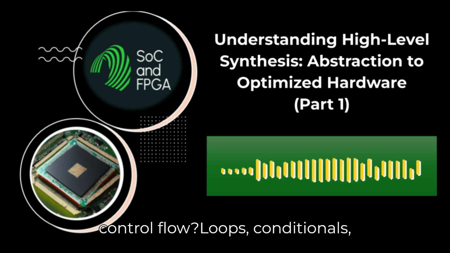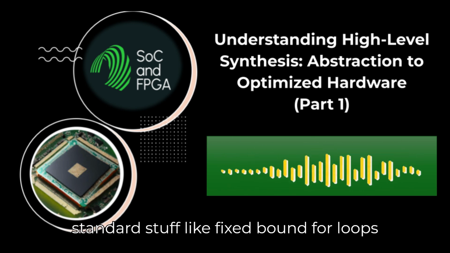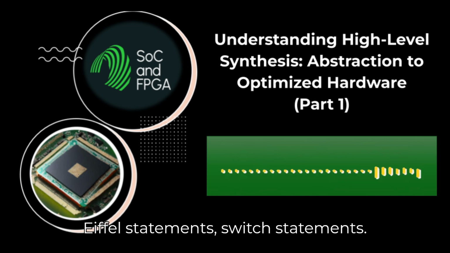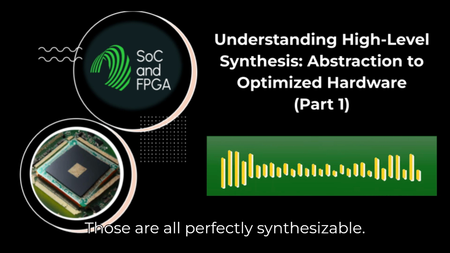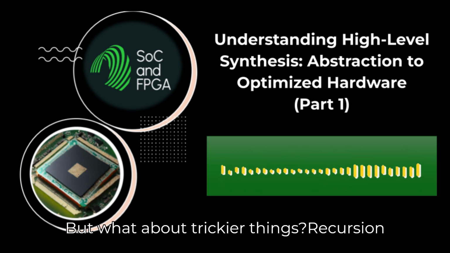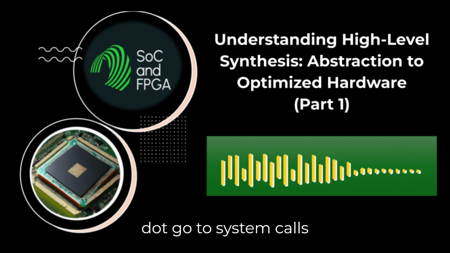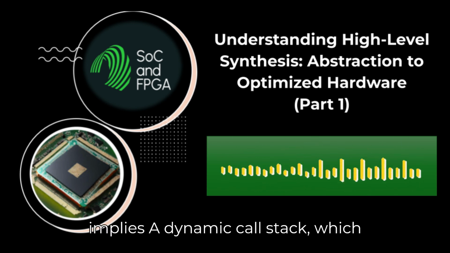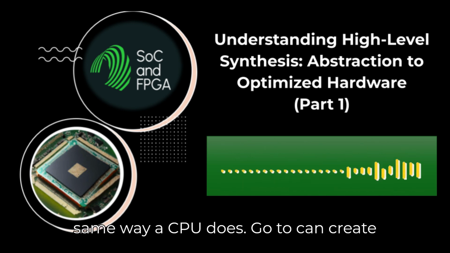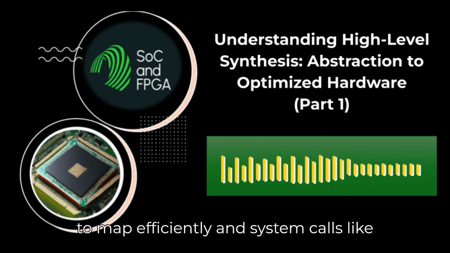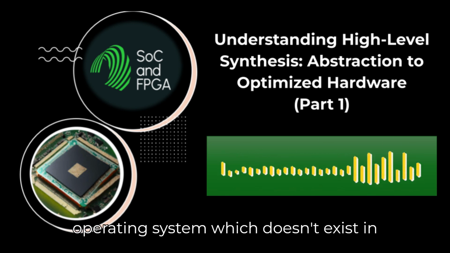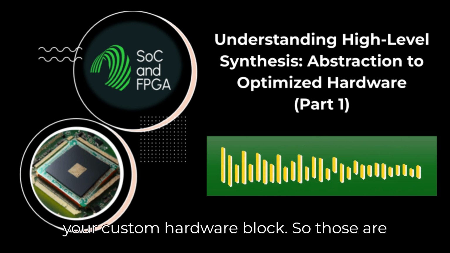What about control flow? Loops, conditionals. Standard stuff like fixed bound for loops, where the number of iterations is known, if-else statements, switch statements, those are all perfectly synthesizable. But what about trickier things? Recursion, goto, system calls. Generally not supported. Recursion implies a dynamic call stack, which hardware doesn't naturally have in the same way a CPU does. Goto can create complex control structures that are hard to map efficiently, and system calls like printf or file IO talk to an operating system, which doesn't exist in your custom hardware block. So those are out. Makes sense.